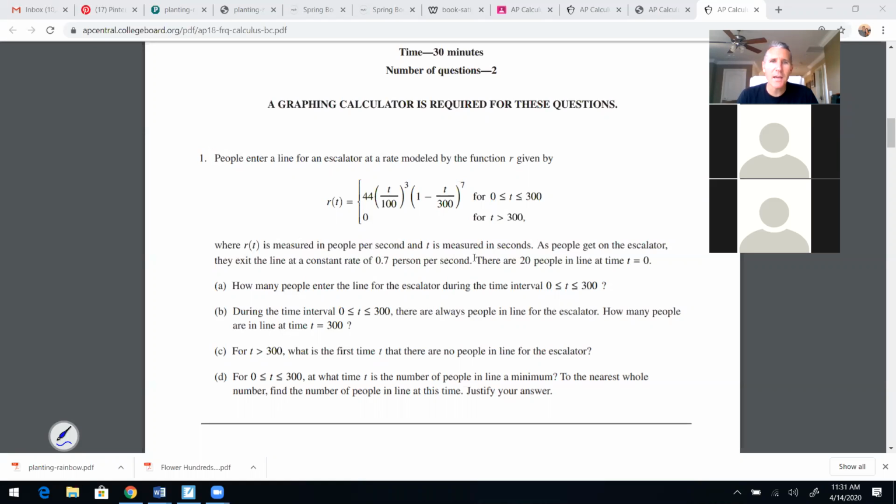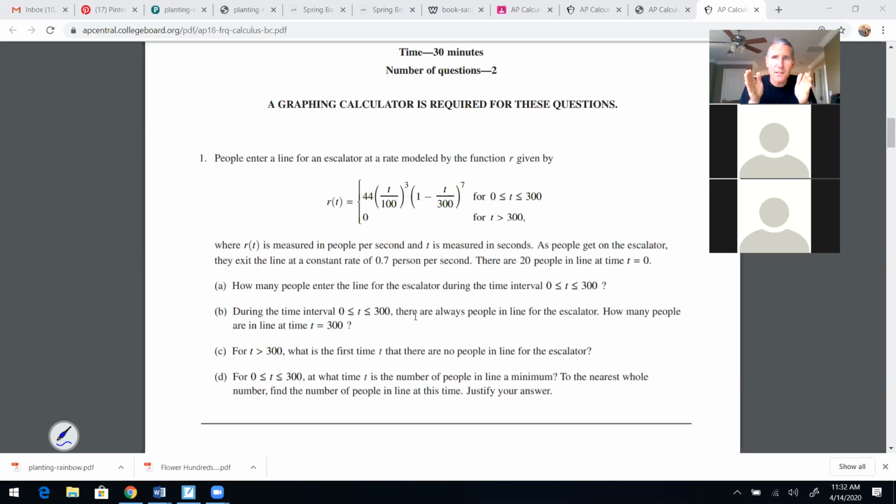It says as people get on the escalator, they exit the line at a constant rate of 0.7 person per second. So people per second. Okay, so here's what we've got going on. We have this line of people to get on the escalator. They give us 2 rates: the rate at which that line is growing, meaning the rate at which people are entering that line, and the rate at which people are exiting that line because they're getting on the escalator.